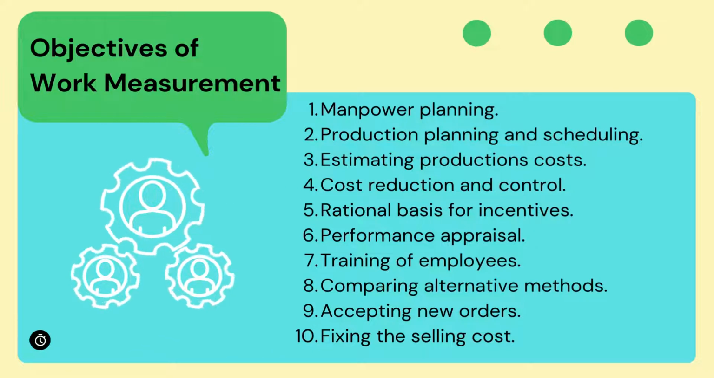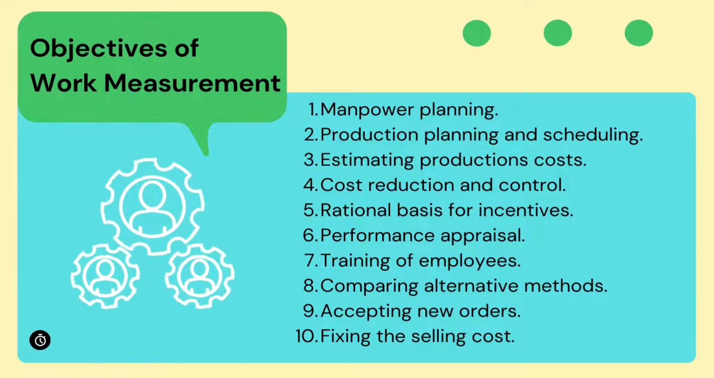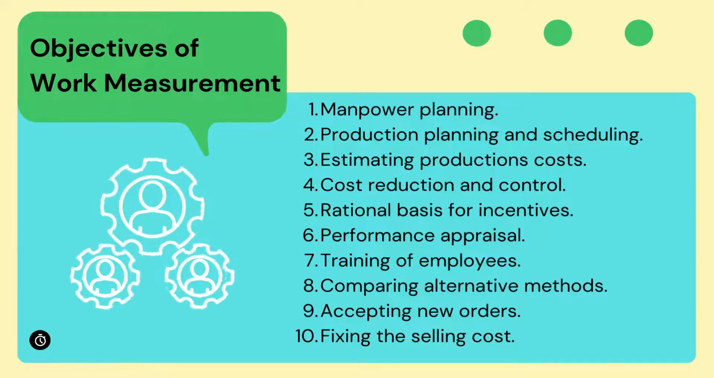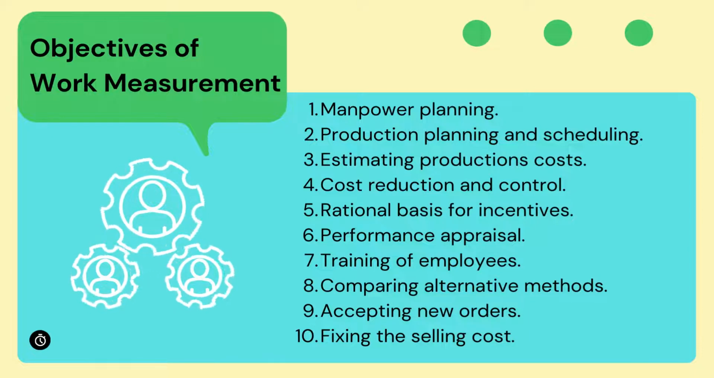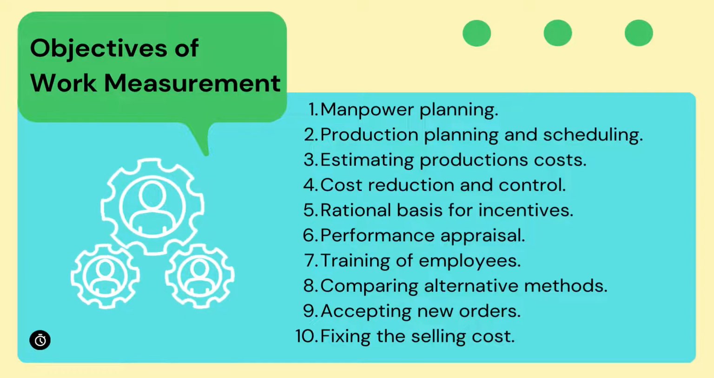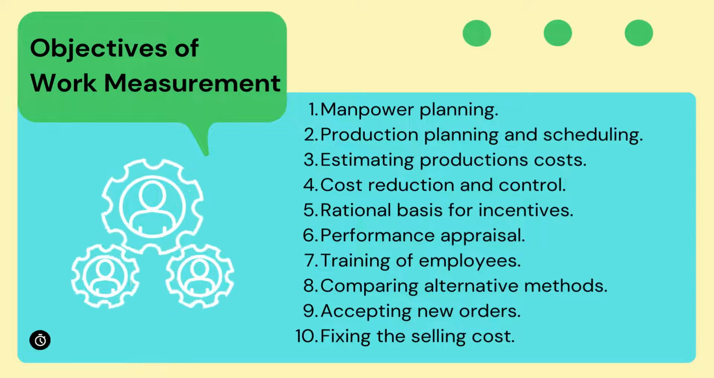Next is comparing alternative methods. So there are many methods for doing a job. So work measurement data helps to choose the best method for each job. Then next, we have accepting new orders. Work measurement data tells us when each job will be completed. So it helps the company to decide whether they are to accept new orders or not. In other words, it helps to find out whether a new order will be completed within a specific time limit.